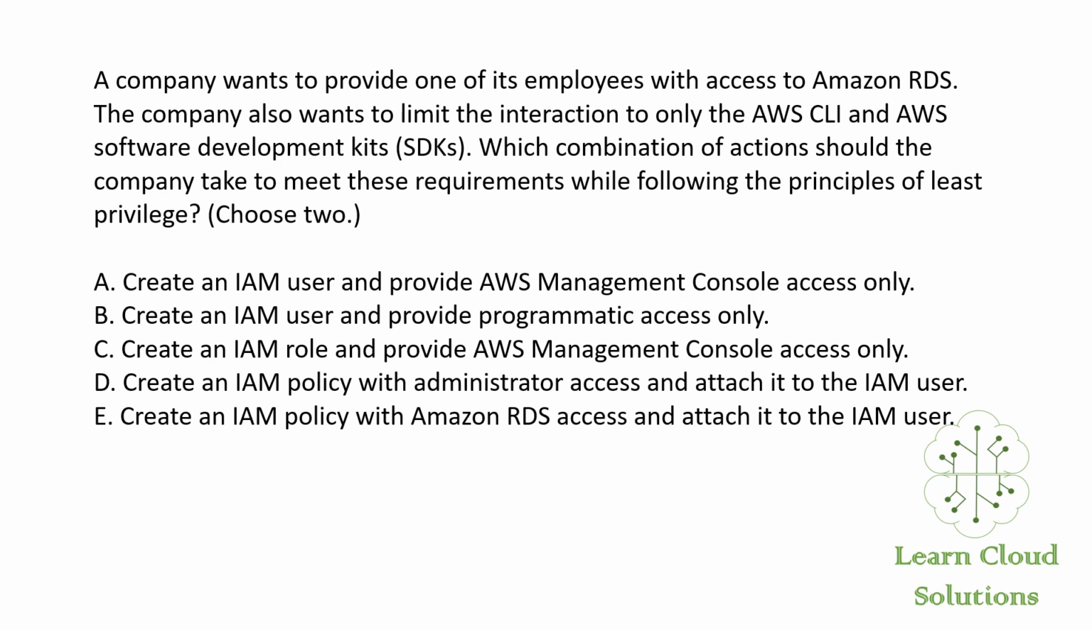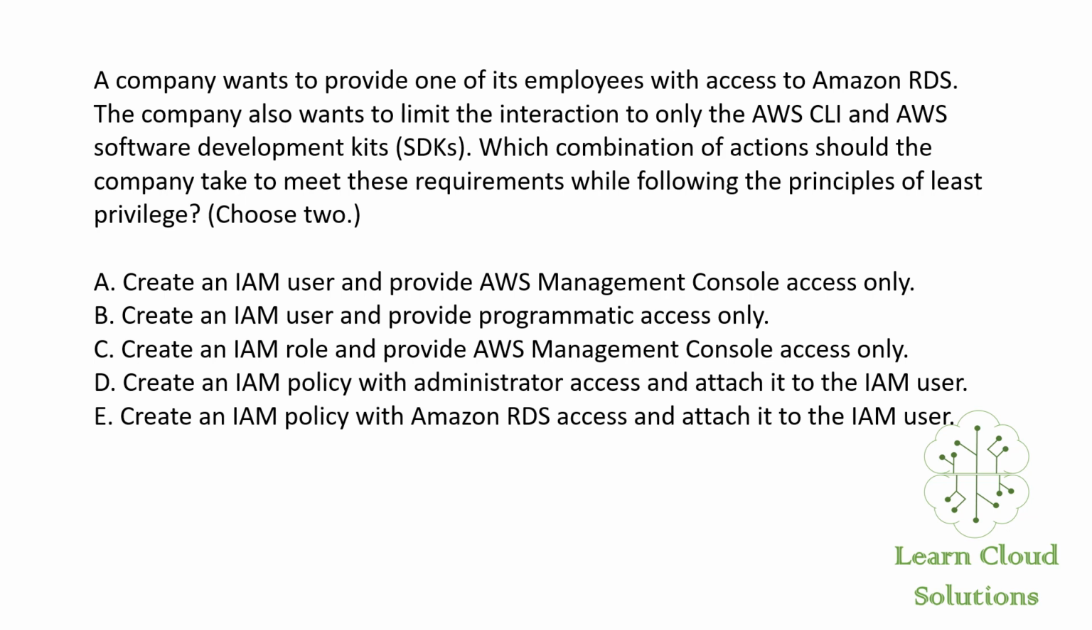A company wants to provide one of its employees with access to Amazon RDS. The company also wants to limit the interaction to only the AWS CLI and AWS Software Development Kits, SDKs. Which combination of actions should the company take to meet these requirements while following the principles of least privilege?